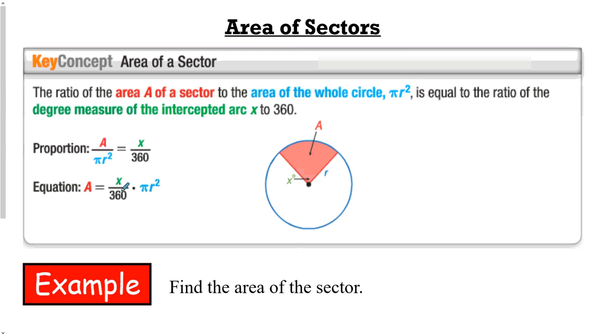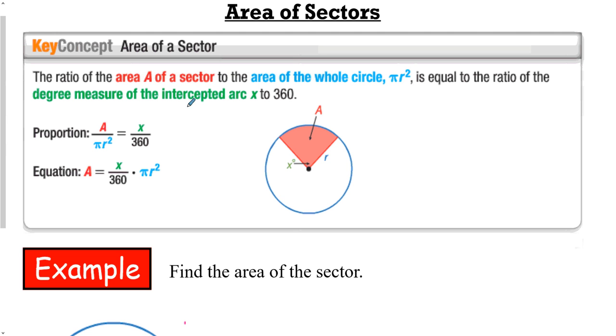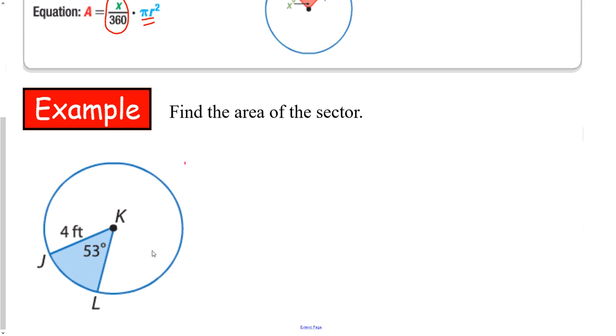Okay, which means that the formula for the area of a sector is just the ratio of the circle that it takes up, or the percentage of the circle really that it takes up, multiplied by the area of the entire circle. So this is 53 degrees out of the total 360 times pi times the radius squared, or 16, because 4 squared is 16.